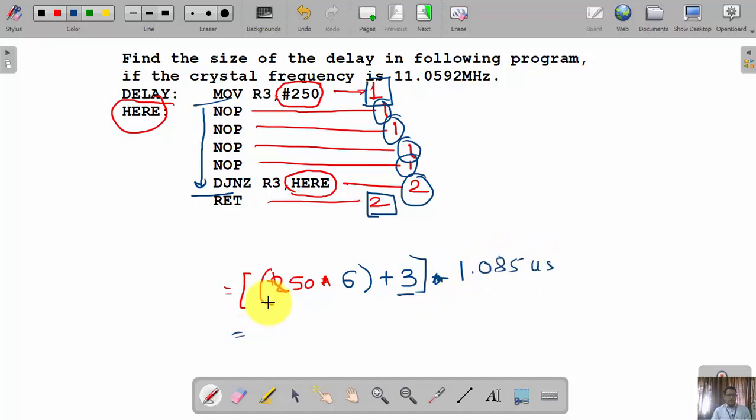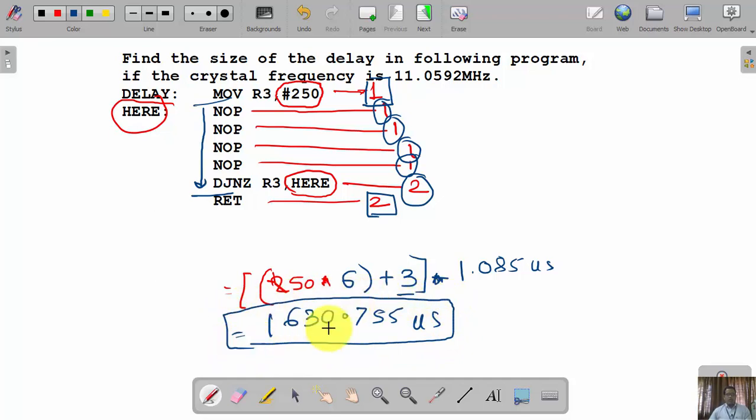So after doing this calculation, 250 multiplied with 6 plus 3, the delay introduced by this program is 163.755 microseconds. So this much amount of delay is introduced by the program. In this way, we are going to calculate a simple delay.